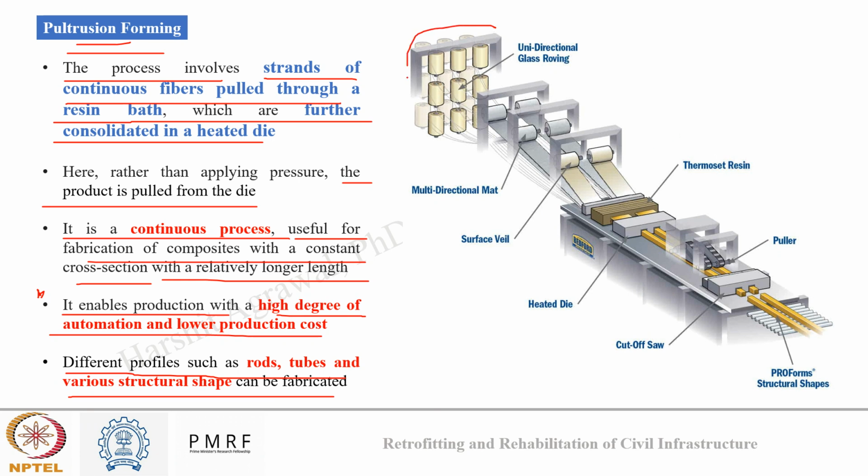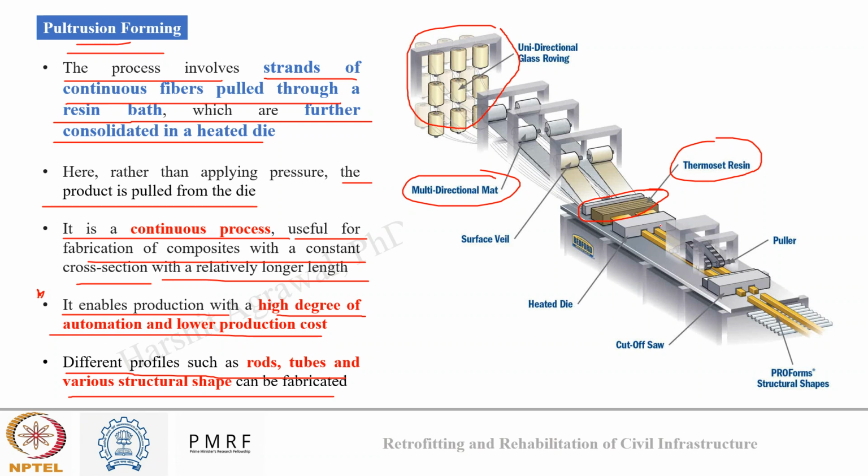So initially I have my fibers, okay, unidirectional glass roving. These fibers are made to pass through the resin. Okay, so this is a thermoset resin through which my fibers are passed. Okay, after passing my fibers through resin, they are passed through a heated die so that my fiber and resin can blend together into a composite.